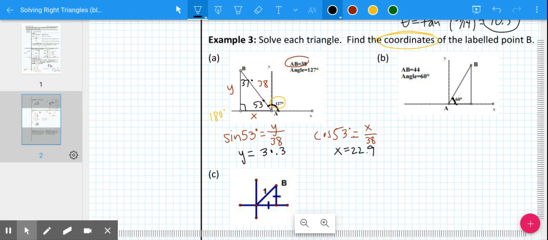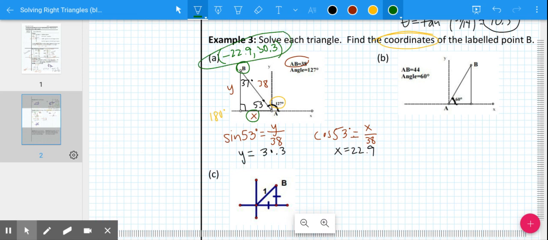Now, this last part is important, so make sure you hear me. On this last part, it says, find the coordinates of this point B. So the coordinates of the point B, notice I went left, so this X value needs to be a negative 22.9. And then I went up, which is a positive direction. So the Y can still be positive 30.3. So this is actually the final answer here for your answer in part A.